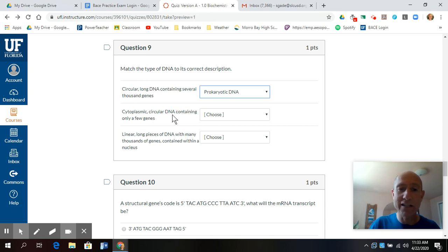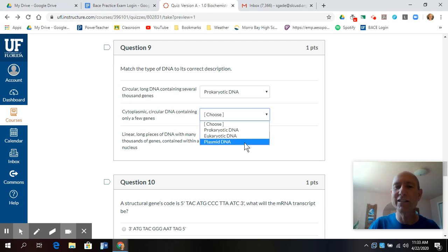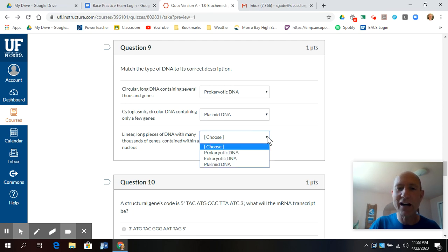Cytoplasmic circular DNA containing only a few genes. Circular, key, and few genes, key. That means they're talking about plasmids. Linear, long, with many thousands of genes contained within a nucleus. Booyah! Only eukaryotes have nuclei.